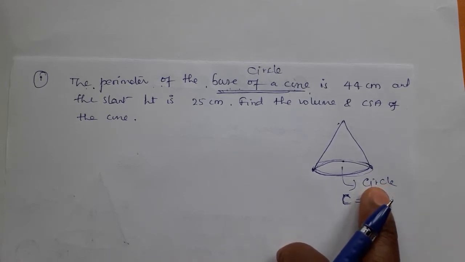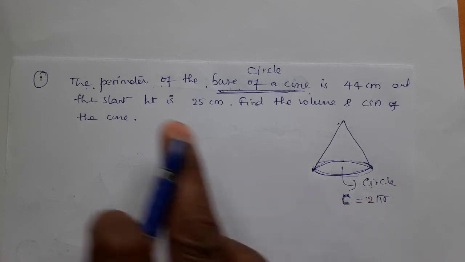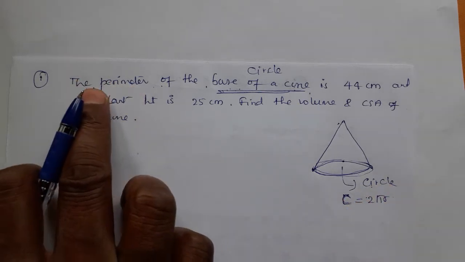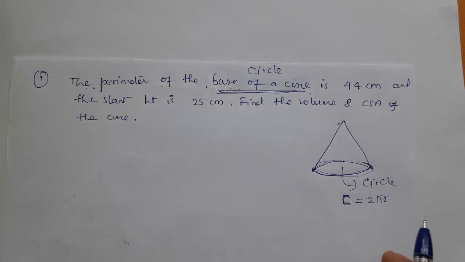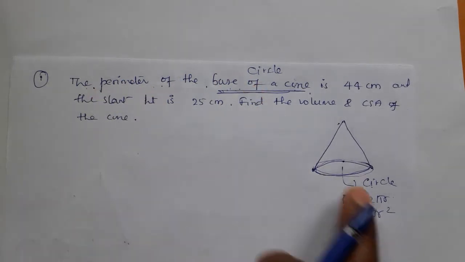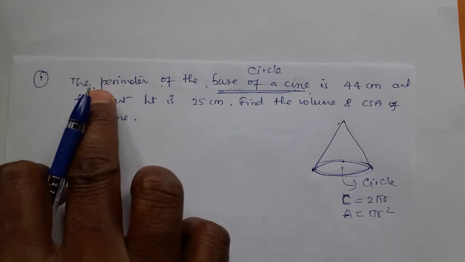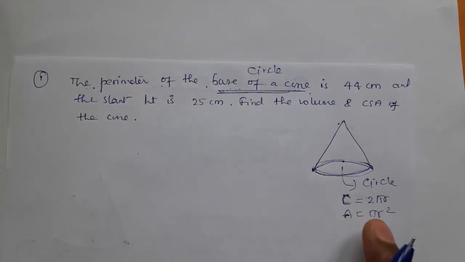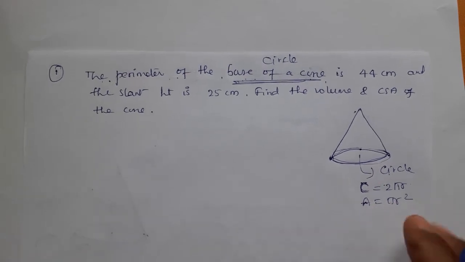A circle has area pi r square, but here they have given the perimeter. If they had given the area of the base, we would use pi r square. But what is given is the perimeter of the circle. Perimeter is also called circumference, so circumference is 2 pi r.